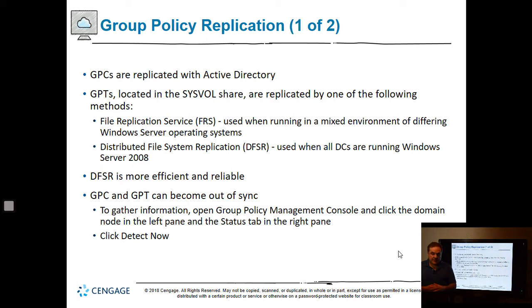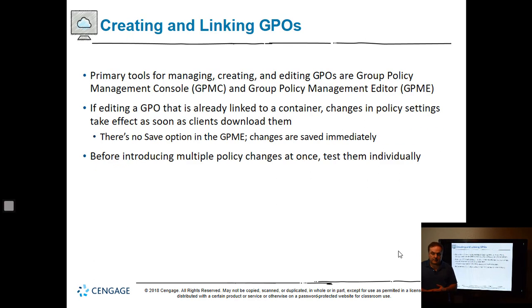So GPC and GPT can become out of sync. So it is possible for them to not properly synchronize. So you can gather that information and detect it. So there's different tools for managing, creating, and editing group policy objects. And you can go into the Group Policy Management Console, which we'll be doing a lot of in this course, and the Group Policy Management Editor.